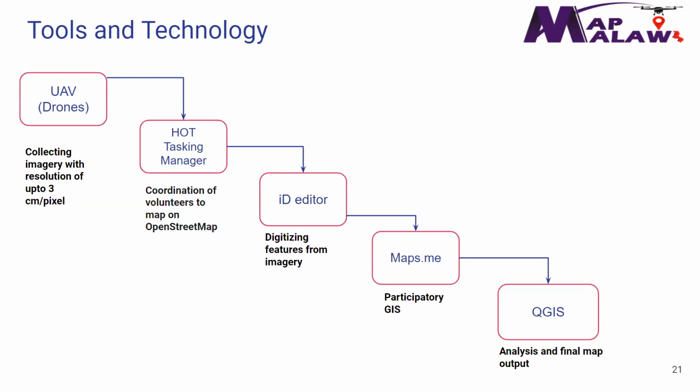Another tool that we're using is the HOT Tasking Manager. So we're using it to coordinate the volunteers to map on OpenStreetMap. And we're also using the iD Editor, which is an online tool that we're using to digitize the features of interest from the drone imagery that we have uploaded onto the OpenStreetMap platform.